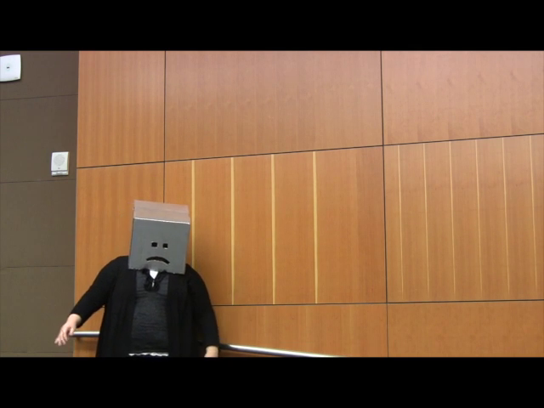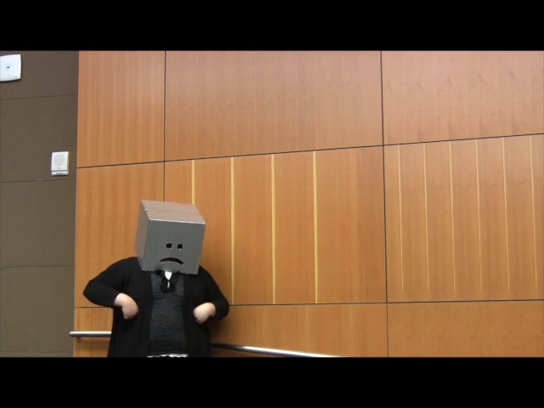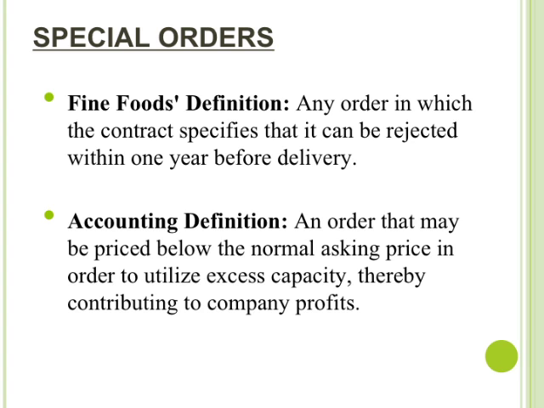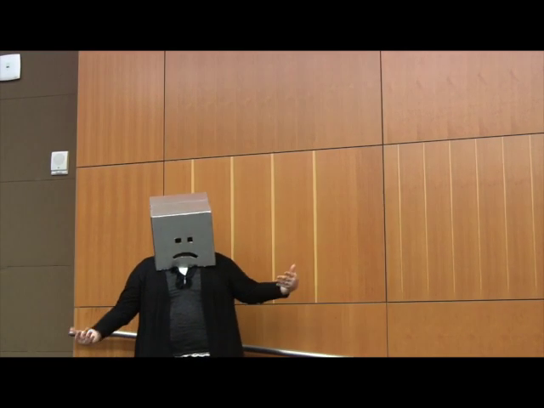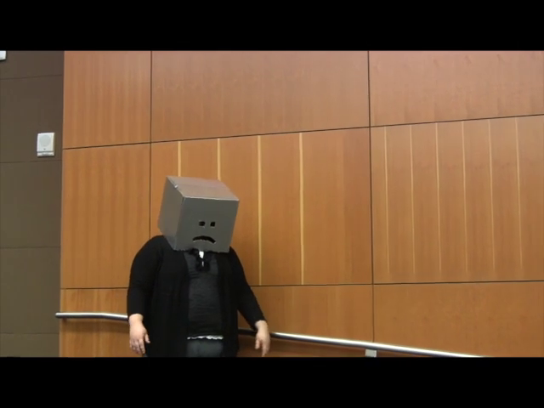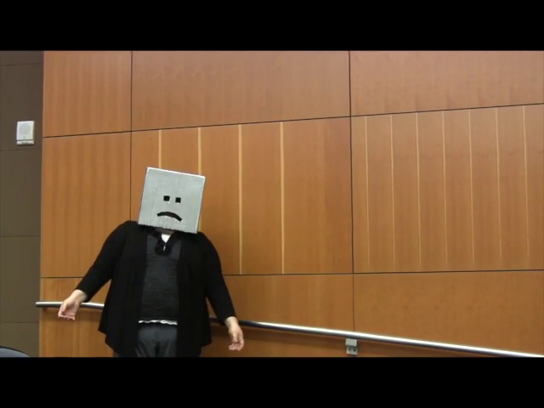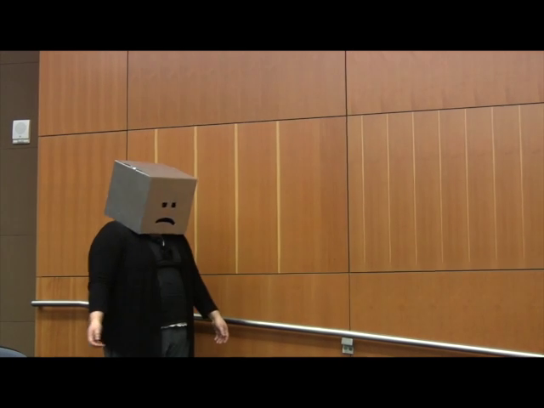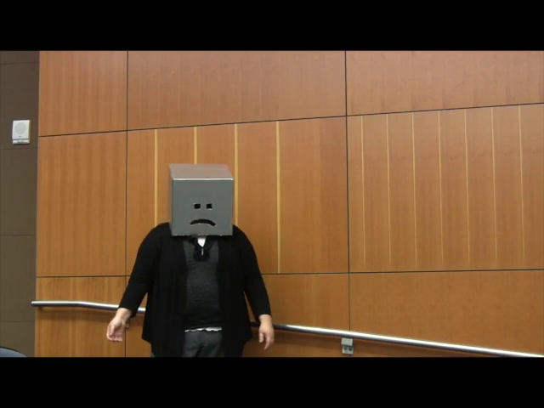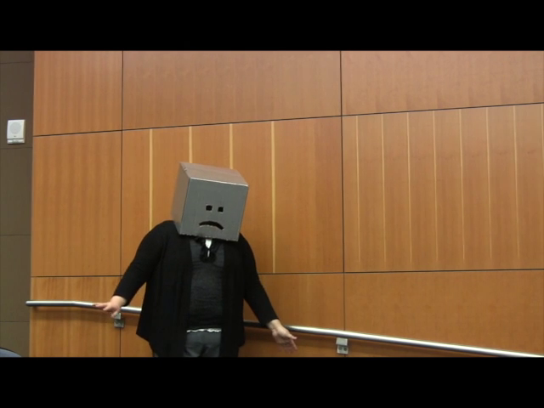How Fine Foods defines special orders is concerning. They define a special order as any contract that may be canceled within 1 year of delivery. From an accountant's point of view, the definition of a special order differs dramatically. Special orders are typically defined as orders accepted when the firm has idle capacity, and they are usually offered at a discounted price. They are also typically one-time offers. The way Fine Foods defines special orders needs serious reevaluation.